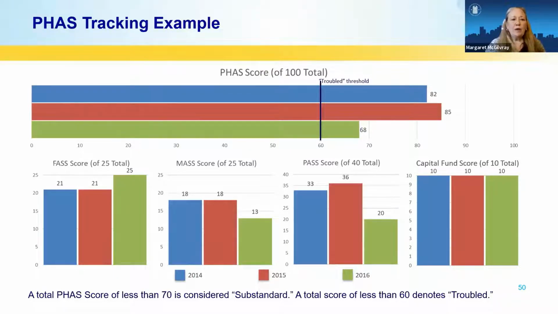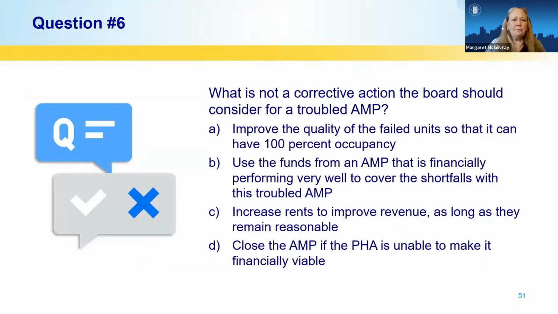So let's do a quick knowledge check. What is not a corrective action the board should consider for a troubled AMP, or asset management project?